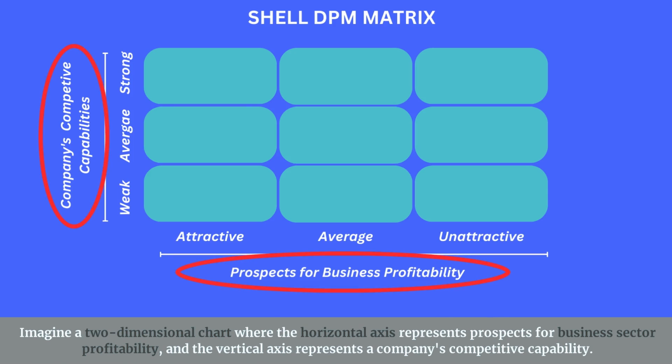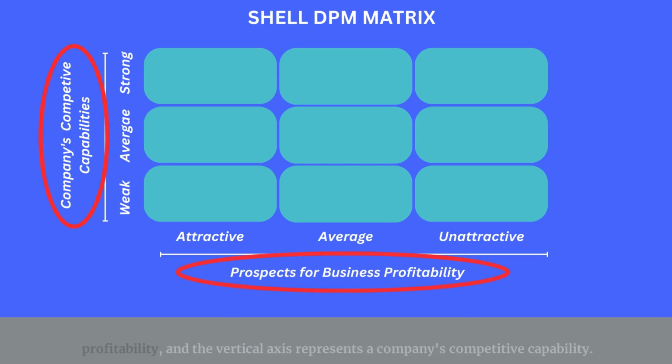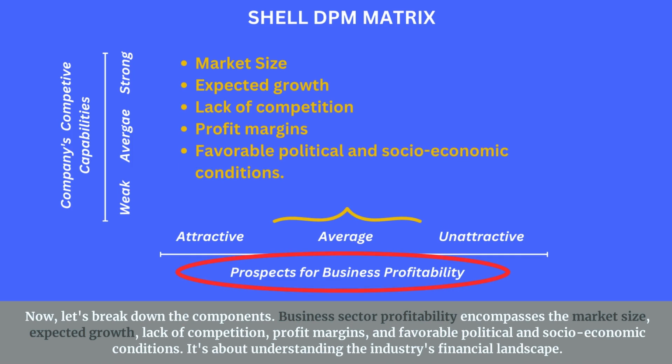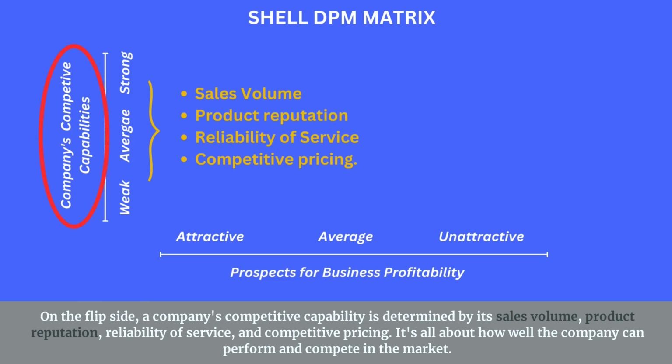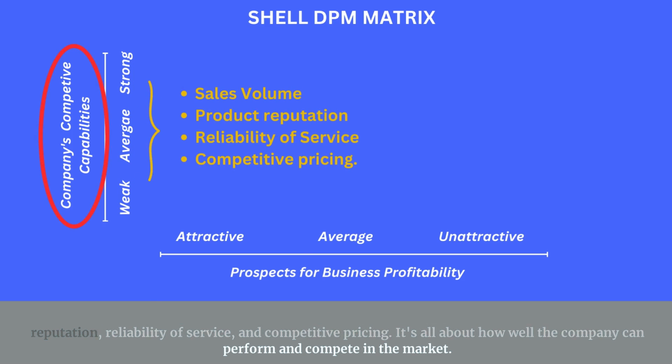Imagine a two-dimensional chart where the horizontal axis represents prospects for business sector profitability, and the vertical axis represents a company's competitive capability. Now, let's break down the components. Business sector profitability encompasses the market size, expected growth, lack of competition, profit margins, and favorable political and socio-economic conditions. It's about understanding the industry's financial landscape. On the flip side, a company's competitive capability is determined by its sales volume, product reputation, reliability of service, and competitive pricing. It's all about how well the company can perform and compete in the market.